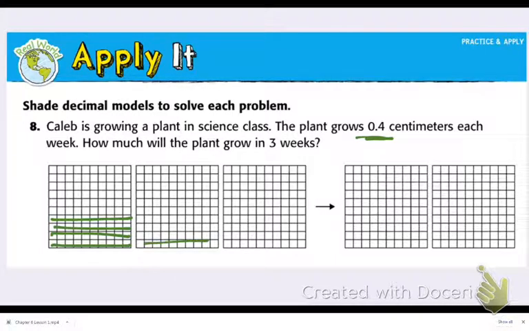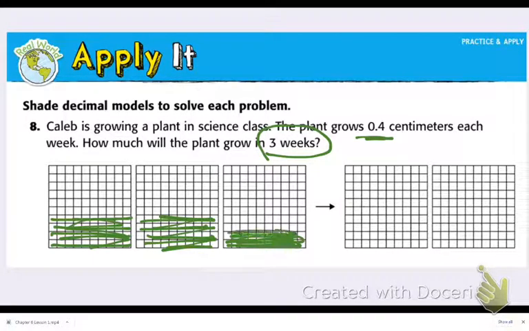Okay, and then week 2, 4 more tenths. I can go ahead and shade my model. Okay, week 3, because it says he grew this plant for 3 weeks. Notice I used the color green because it's a plant. And I'm going to color in 4/10 again. Step 1, I shaded my model. Let's go ahead and combine the total growth of the plant.